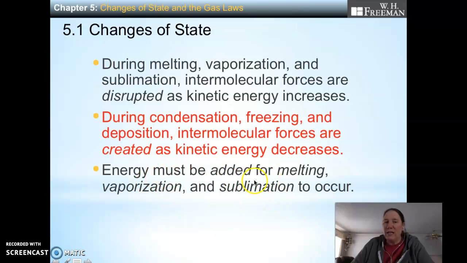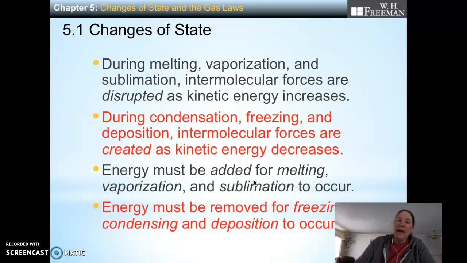So energy has to be added to melt, to go through vaporization or sublimation, okay? So if you want to do any of these, you have to add energy. If you're doing the opposite, like you're going to freeze something, or it's going to go through condensation, which means it goes from a gas to a liquid, or deposition, any one of those, then you have to take energy away because you don't want the particles moving as fast.